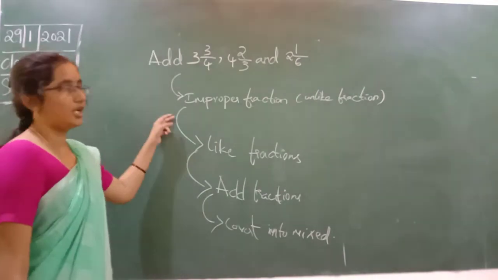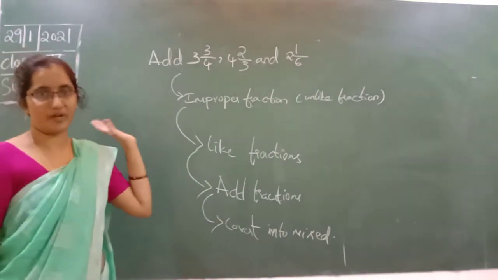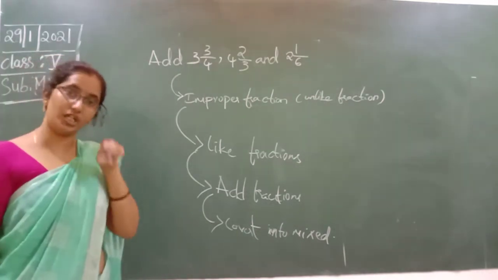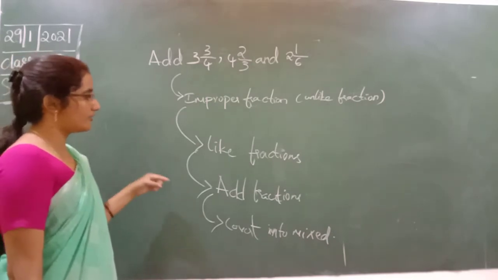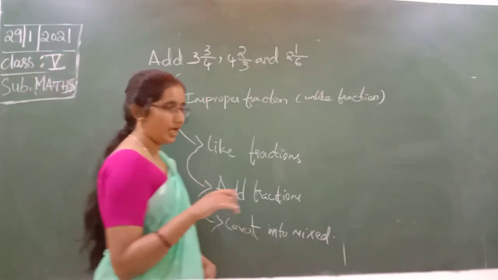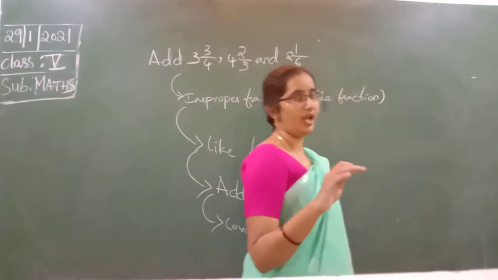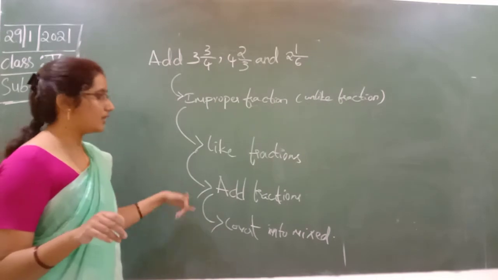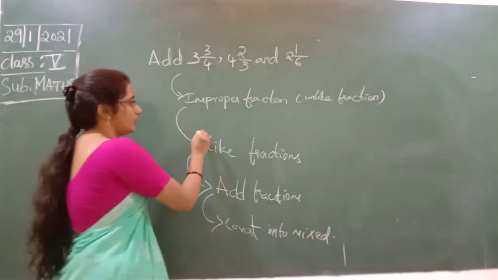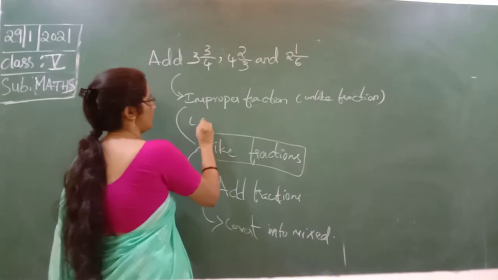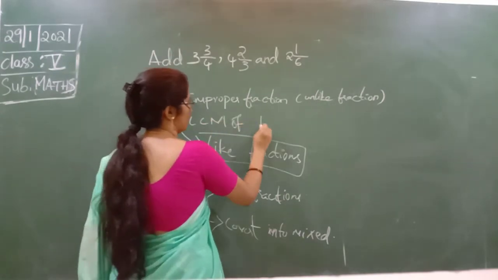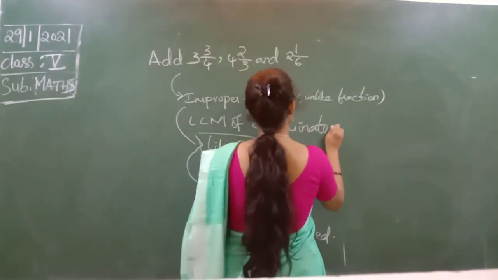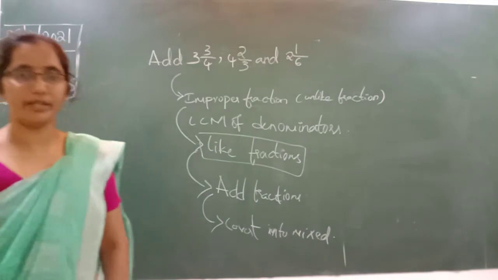First we convert into improper fractions, which will be unlike fractions. Next we convert those unlike fractions into like fractions. Next we add them. How can we add unlike fractions? Add all the numerators. After we get the answer, we convert that into a mixed fraction. Here, how will we convert into like fractions? By taking the LCM of denominators.